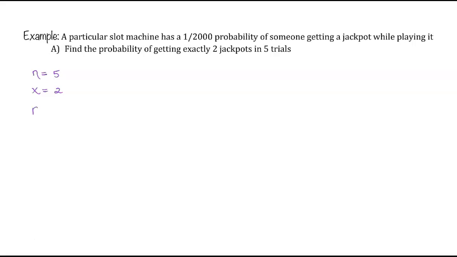The probability of winning in this case, or P, is equal to 1 over 2,000. And the probability of a failure in this case, that is not getting a jackpot, is everything else, or 1,999 over 2,000. Now we have everything we need to calculate the probability of exactly x successes in n trials. The formula is n factorial divided by n minus x factorial times x factorial times p raised to the exponent of x times q raised to the exponent of n minus x.